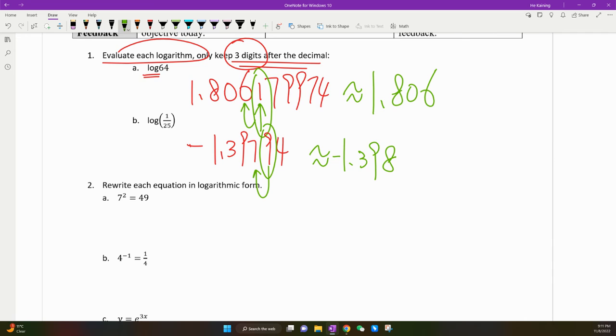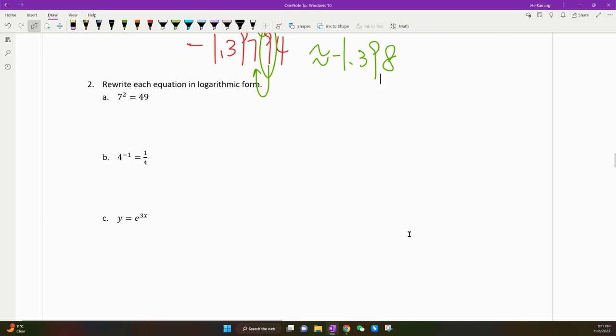This is how it's going to change it. So if you haven't gotten any of the rounding correct, please make sure that all the rounding is correct. Now, the next one is only asking you to rewrite each equation in log form.